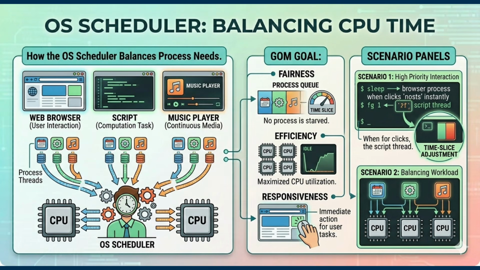And the reason why we need it is because hundreds of processes may exist at the same time. Many are ready to run. CPU cores are limited. If you open a browser, run a script, and play music, all of them need CPU time. The scheduler ensures fairness, efficiency, and responsiveness.